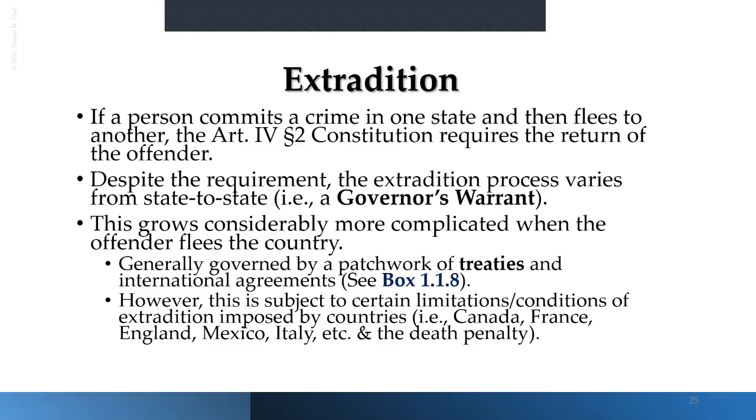What it does is the governor of whatever state the person fled to has to issue a warrant. Governors can issue warrants just like courts can. The governor has to issue a warrant for the return of this offender and send it to the governor of the state in which the offender is being held. Then the state can extradite.